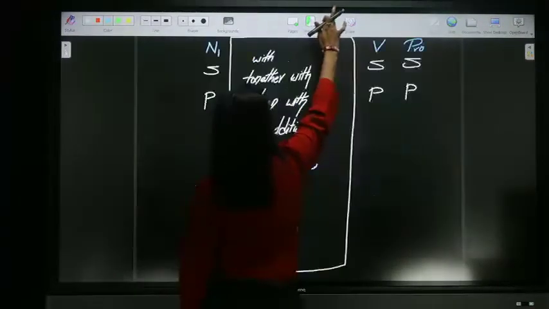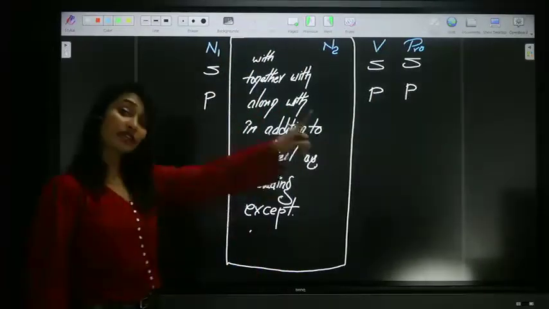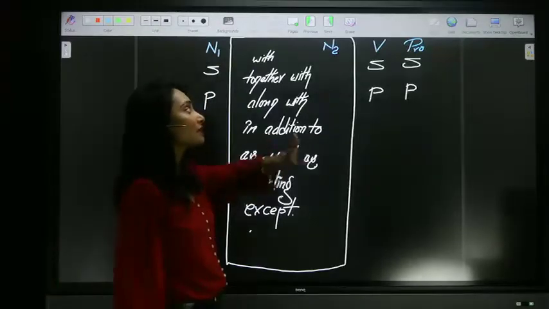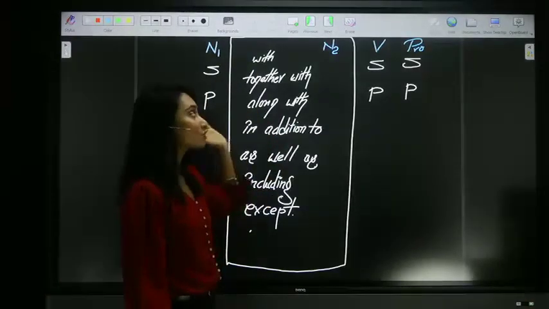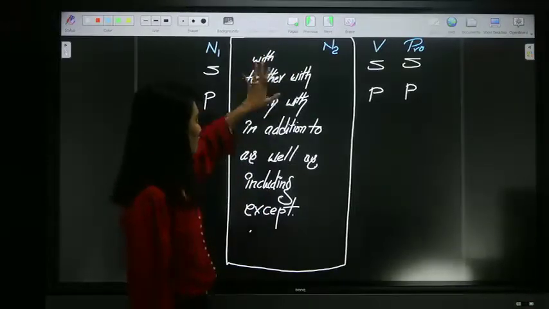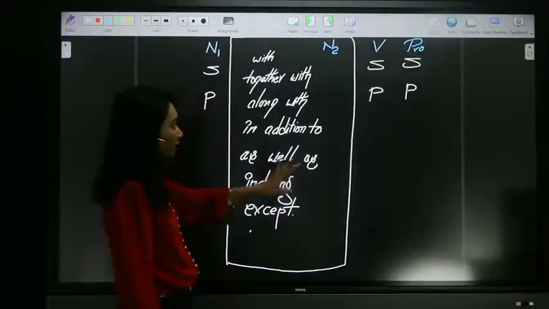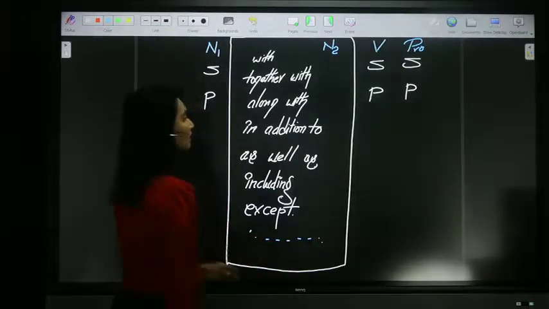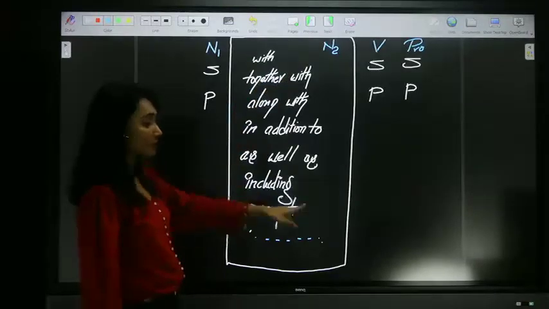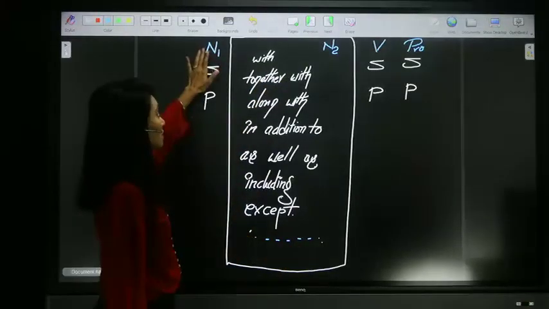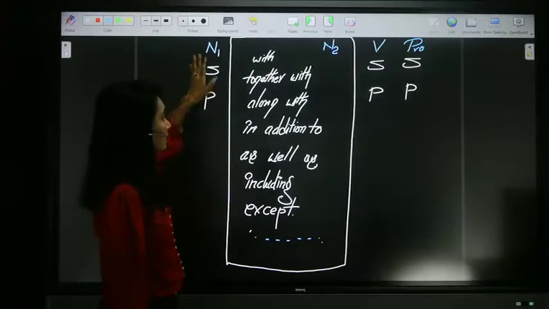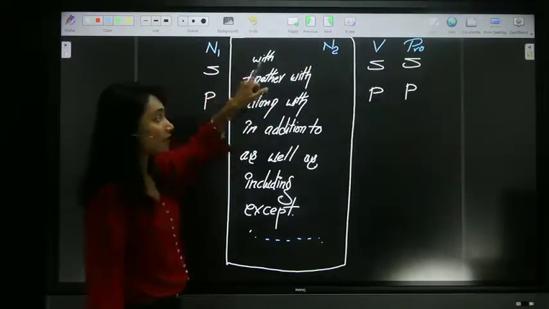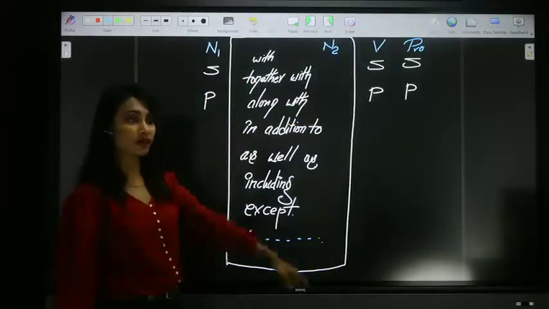Do you remember this concept? When two nouns are connected by correlative conjunction, they are followed by principle of proximity. That is, the verb agrees with the nearest one. But when two nouns are connected by these conjunctions like with, together with, along with, in addition to, as well as, including, except, etc. Remember, then the second noun becomes additional information. Only the first noun is considered as subject. If first noun is singular, verb must be singular. When verb is singular, pronoun will be singular. If first noun is plural, verb must be plural. When verb is plural, pronoun will be plural.